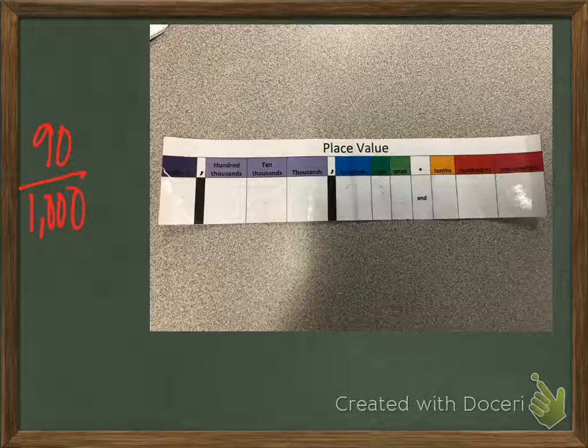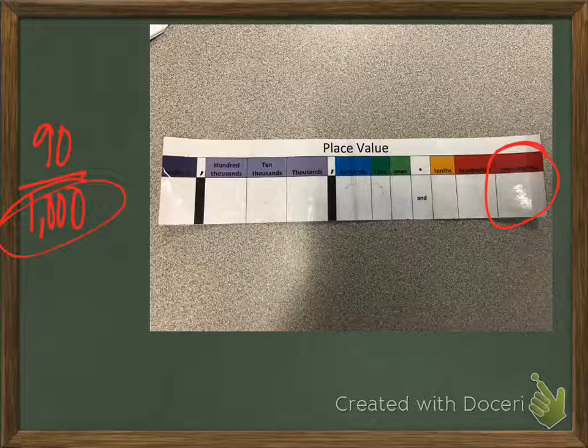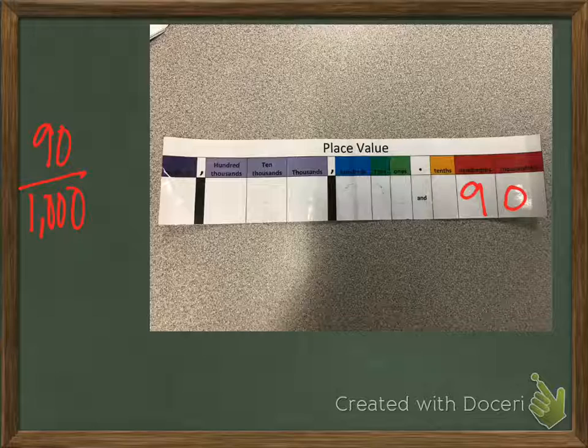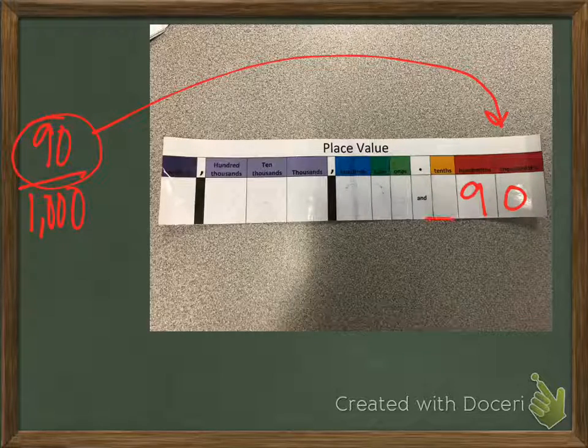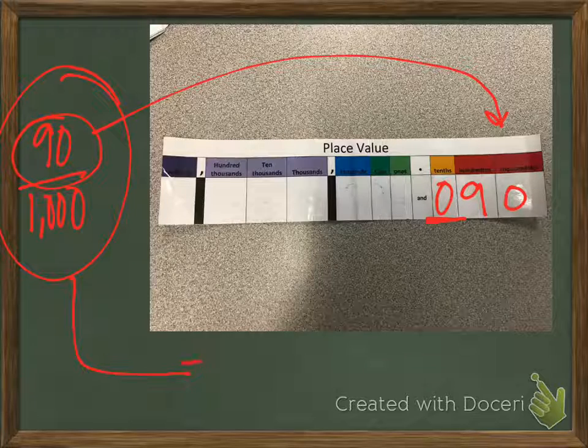So what you should have got is, we know it has to end in the thousandth spot because it's over 1,000. So I would write my 90 right here because my 90 is my top number, my numerator, and it's ending in the thousandths. But I can't leave this blank, so what do I have to put there? A 0. So if I were to write this fraction, 90 over 1,000, it would simply be a decimal point 090, which is 90 thousandths.